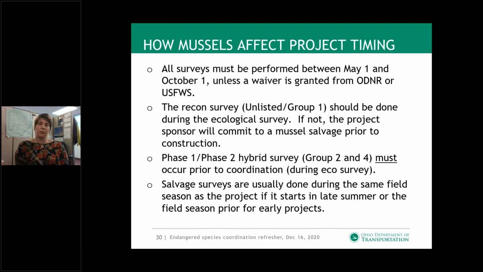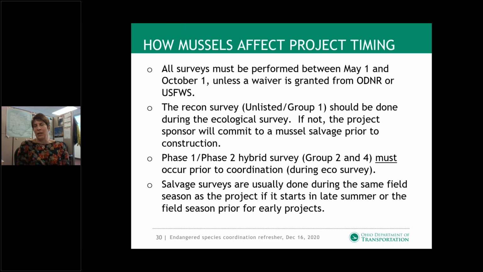If you have a Group 2 or 4 stream, the Phase 1, Phase 2 hybrid survey needs to be done prior to coordination, so during the eco survey period. If we don't have that Phase 1, Phase 2 hybrid survey, we can't make an effect call, or we have to assume the federal mussel is there. And that really increases costs and it really increases the time for coordination if we have to assume the federal mussel is there.